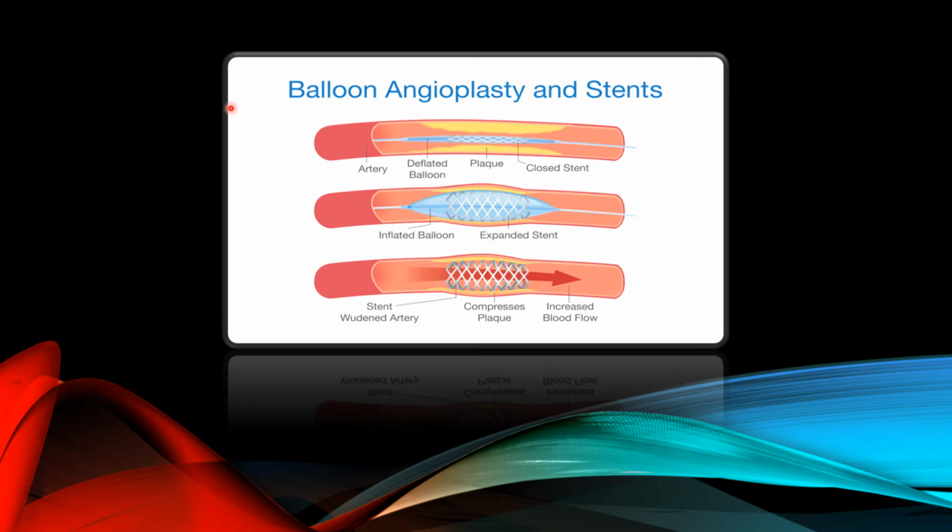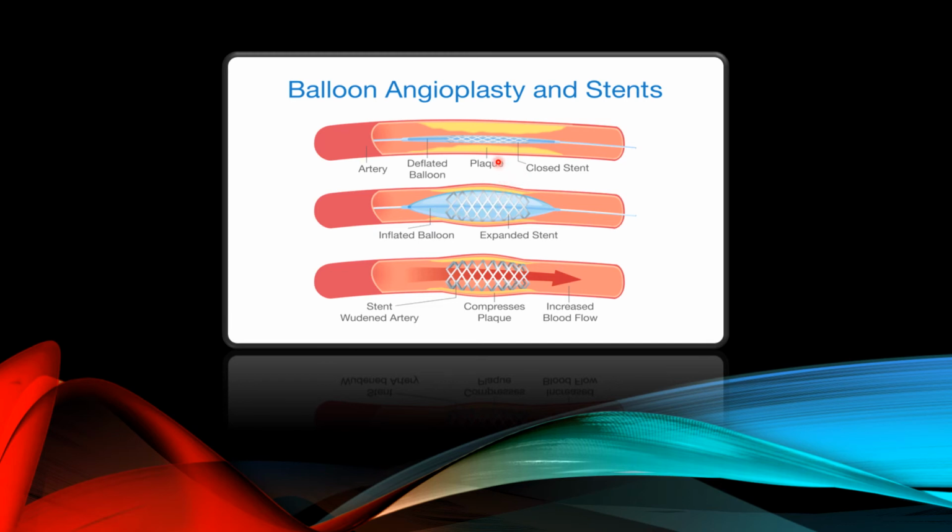Coronary artery disease can be treated by angioplasty, a procedure used to open blocked coronary arteries and restore blood flow to the heart muscle without open heart surgery. A long thin tube is put into a blood vessel and guided to the blocked coronary artery. It has a balloon at its tip.